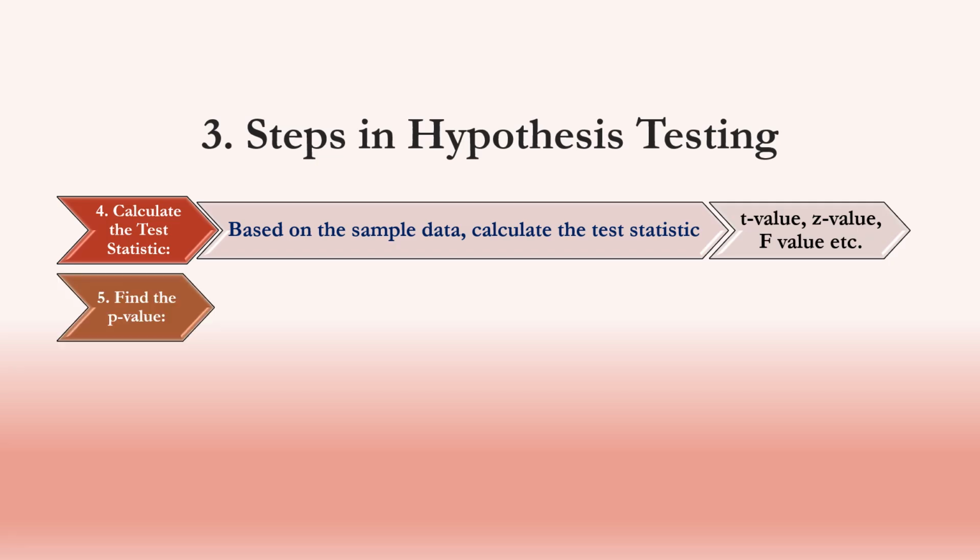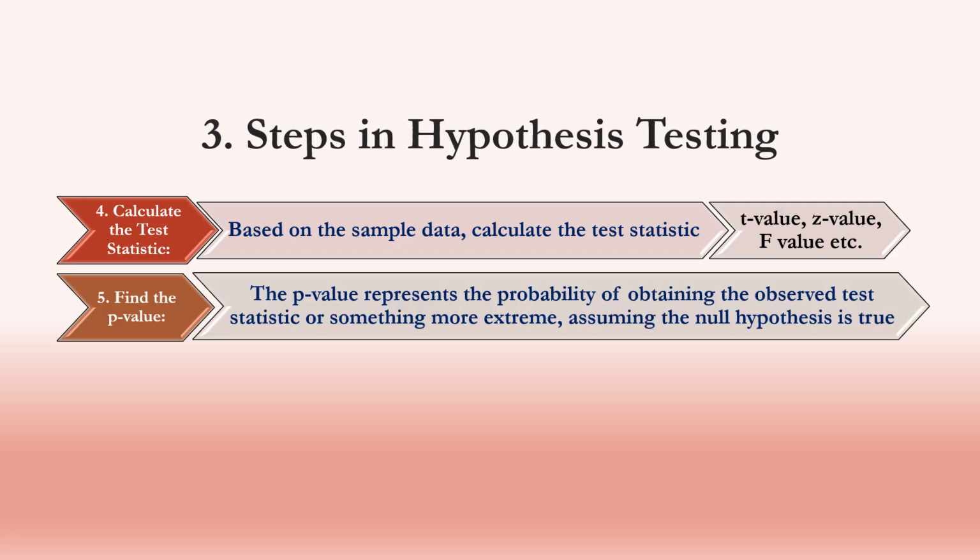The next step is to find the p-value. The p-value is the probability of obtaining the observed test statistic or something more extreme, assuming that the null hypothesis is true. It helps us assess the strength of the evidence against the null hypothesis. A small p-value, typically less than or equal to 0.05, indicates strong evidence against the null hypothesis, suggesting we should reject the null hypothesis. A larger p-value suggests weaker evidence, meaning we fail to reject the null hypothesis.